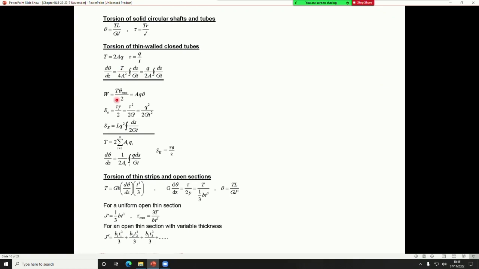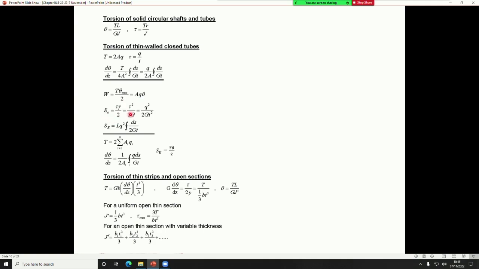If I want to find the strain energy stored for a single cell or even for multi-cell, I use this relation. The work done is equal to the torque applied times the angle of twist divided by 2. And if I write it in terms of T equal to 2AQ, then we write it in terms of the area enclosed by the perimeter, shear flow and angle of twist. It depends on what data you've been given and what sort of analysis you want to do. The equation here is very similar to what you had in chapter 1. It gives you strain energy stored per unit volume.